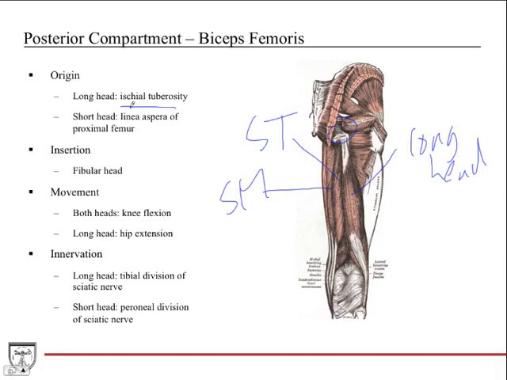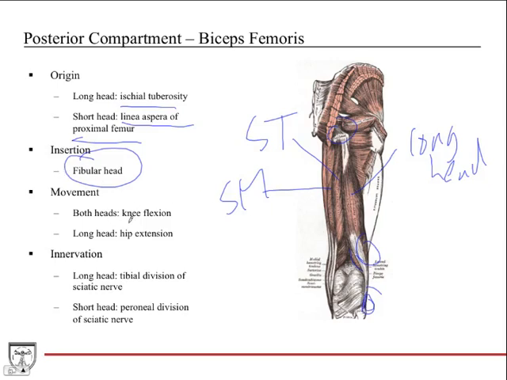The short head originates from that linea aspera of the proximal femur. So the short head, you can kind of see it, ducking out right here. It's just deep to this muscle belly. It comes off that bony ridge on the posterior aspect of the femoral shaft. They both insert onto the fibular head, so you can see that common insertion point right here. You could think of it as 2 muscles because it has 2 origins, but it's really considered one muscle because they have this common insertion point right here. They merge together more distally here and then insert onto the fibular head. You can see the tendon coming in here.